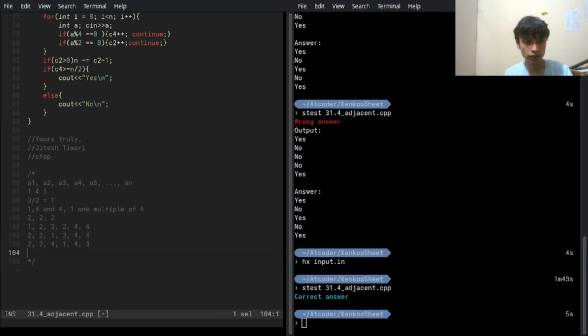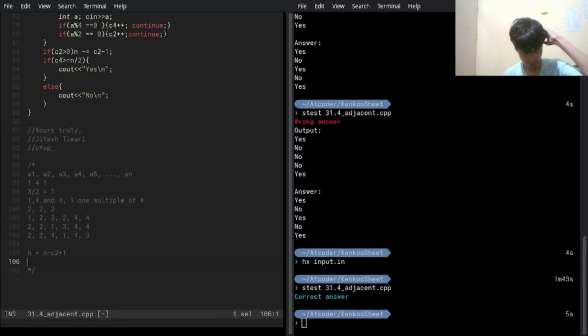So for that logic, we have to subtract: n should be equal to n minus c2 plus 1. Okay, so it should be equal to n minus c2 plus 1, or n minus equals c2 minus 1. That is exactly the same thing.